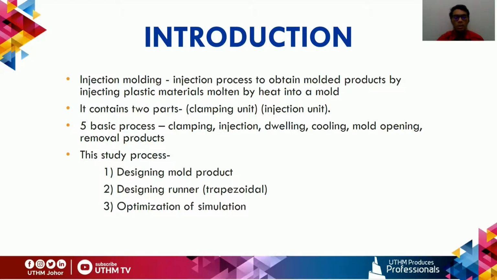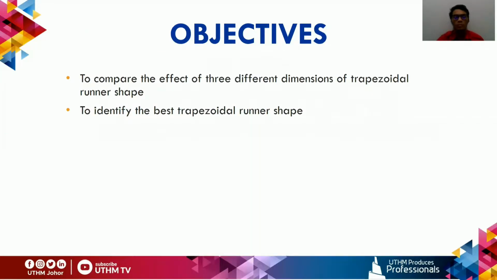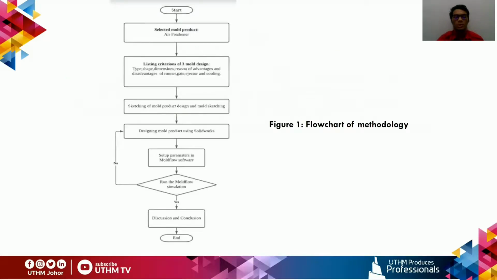Our study process is, first of all, designing the mold product. Second, designing the runner, the shape of the runner, which is trapezoidal, and also the optimization of simulation to run the mold flow product. Our objectives are to compare the effect of three different dimensions of trapezoidal runner shape and to identify the best trapezoidal runner shape.